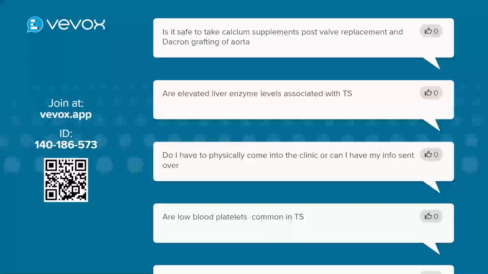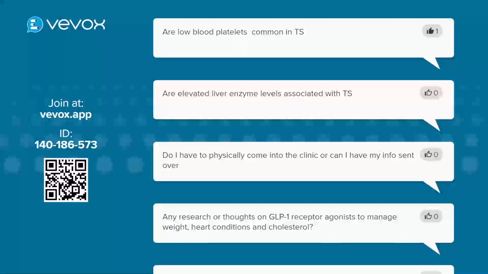Is it safe to take calcium supplements after valve replacement? That is a really good question. There is some data, not from people with Turner syndrome, but it's something that we should be looking at in Turner syndrome, that taking calcium supplements can increase calcification of the heart and blood vessels. And obviously, we would want to avoid this if you had a bicuspid valve and you thought that calcium buildup might be bad for your heart.